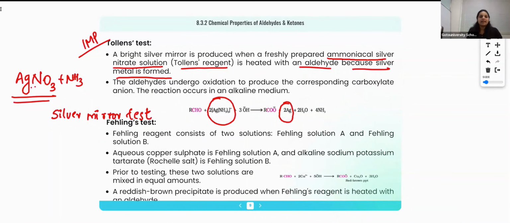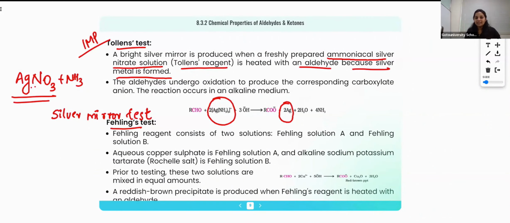Got it? Next reaction, Fehling's test. Tollens' test is clear, right? Just add the Tollens' reagent to the aldehydes and ketones and heat it. Aldehyde will give you the silver mirror precipitate. Means the silver precipitate. That's why it is seen as a mirror. A precipitate means silver color precipitate, silver metal precipitate.